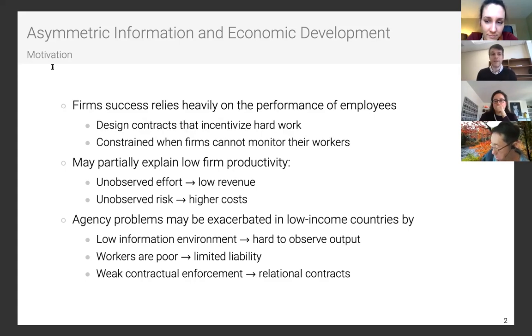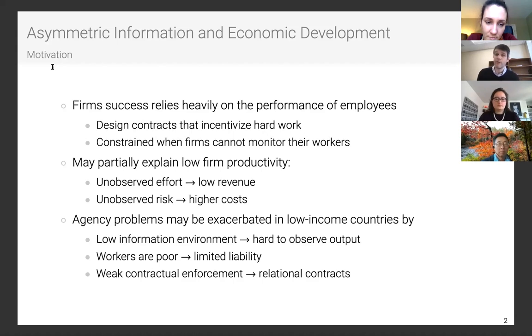As I was saying, these classic agency problems we think might be worse in low-income countries for a couple of reasons. The first is that these firms are typically operating in a low information environment where it's particularly hard to observe actions. It might be hard to observe the actions employees take, but it might also be hard to observe the output that employees produce, which adds another layer of complexity.